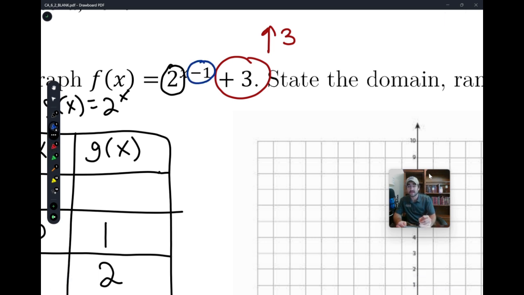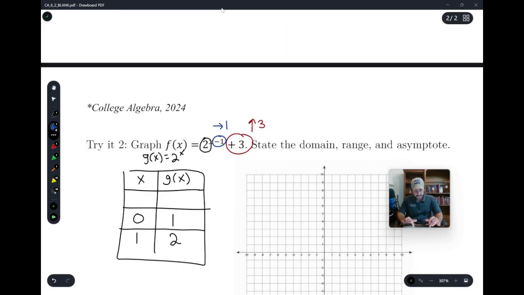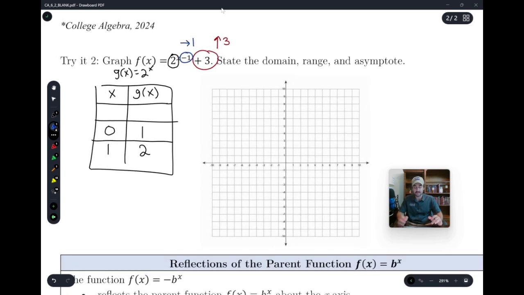which looks like it's going to take it to the left, but in fact it takes it to the right by 1, because remember, anything inside the function might be opposite of what you'd expect. If it's negative, it goes to the right. If it's positive, it goes to the left. All right, so let's get this thing and we'll graph it.